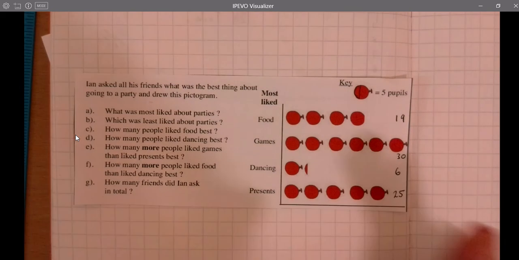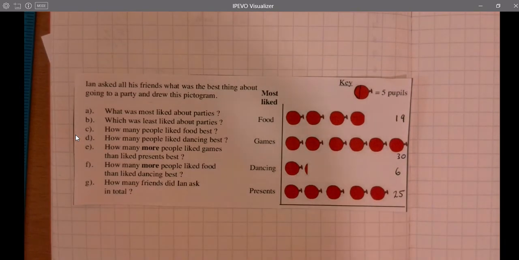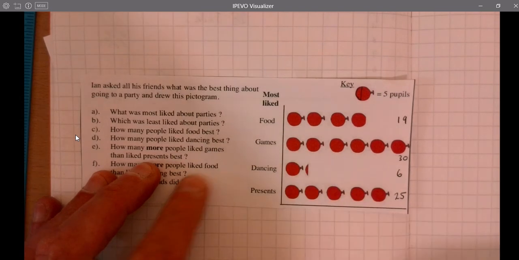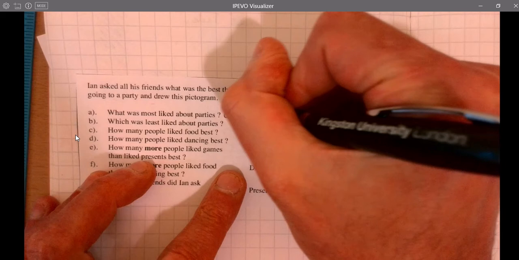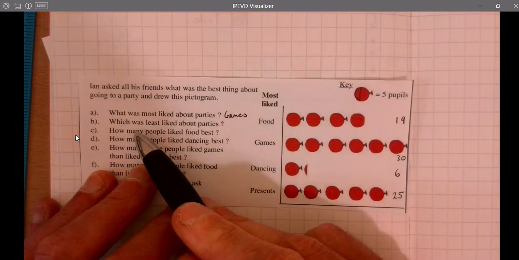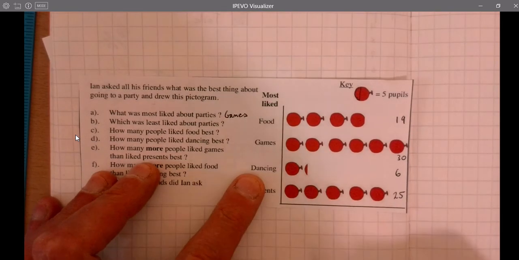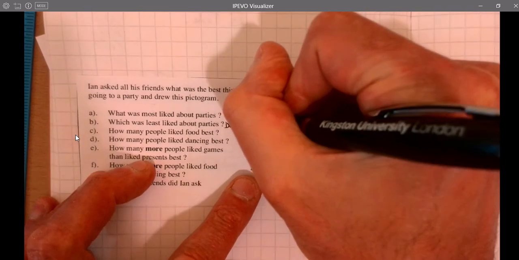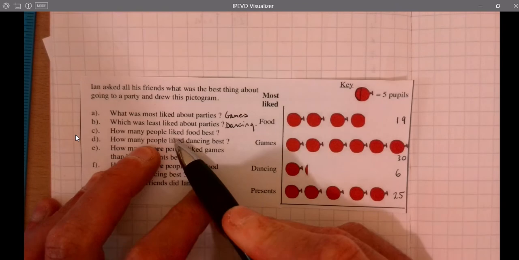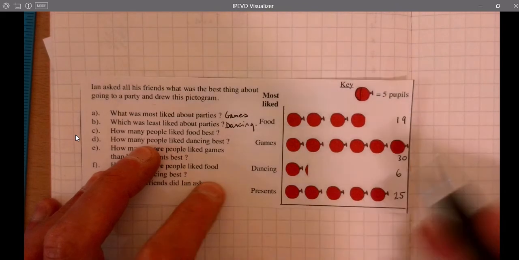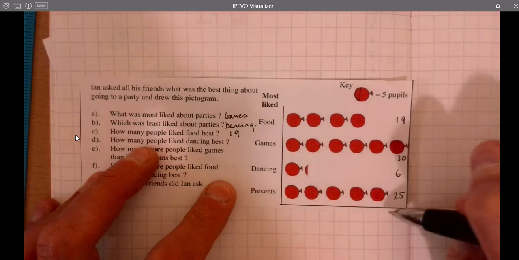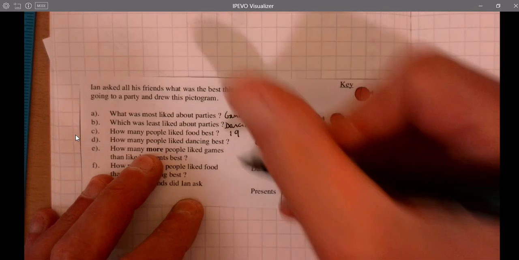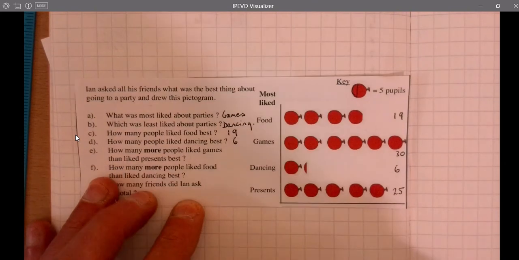Right, now let's go and answer the questions. What was most liked about parties? Games. There's the answer. What was least liked about parties? The dancing. Well, I think they're wrong there. That's the best bit of the party, isn't it? Dancing. How many people liked food best? We've got the answers there. Look, I haven't got to do any work because I did all the work at the beginning. How many people liked dancing best? 6. There we go.